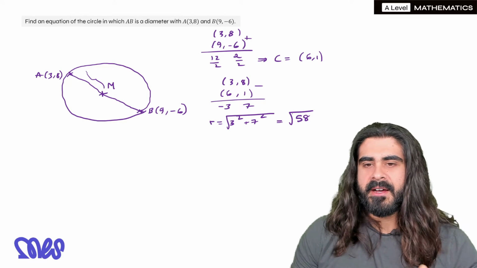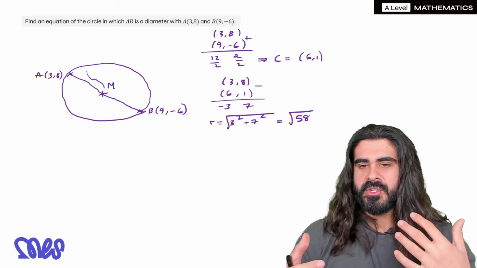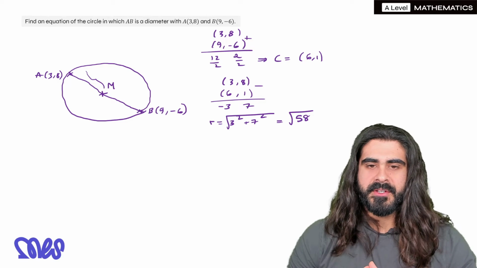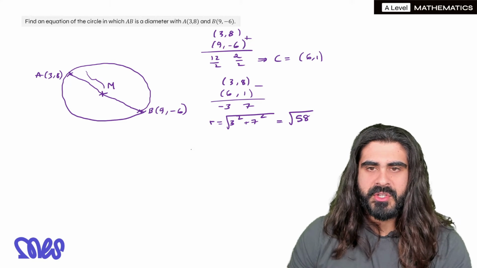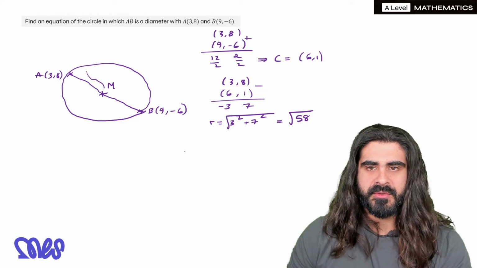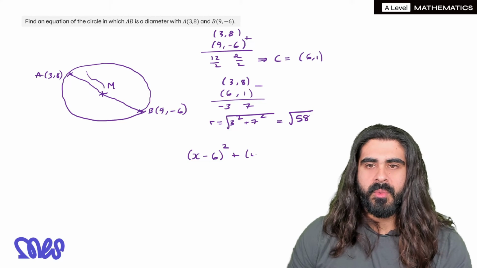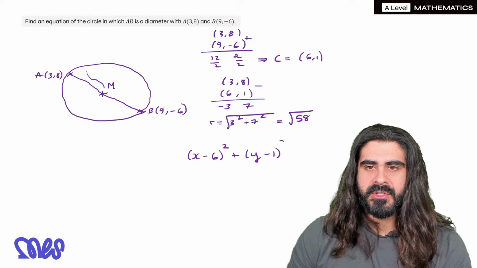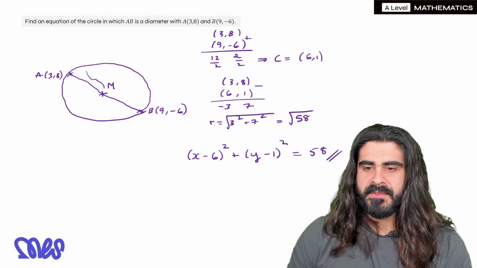Now the reason I'm doing that is because we're going to end up squaring it, right? So essentially we're just getting rid of the square root. That's why I've just left it as 49 plus 9. So what is our equation of our circle? Well, the center is 6, 1, so it's x minus 6 squared plus y minus 1 squared equals root 58 squared, which is just 58.